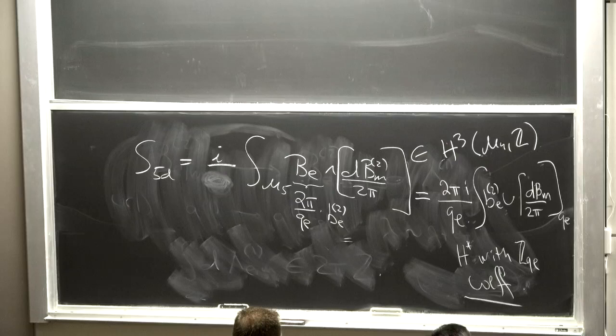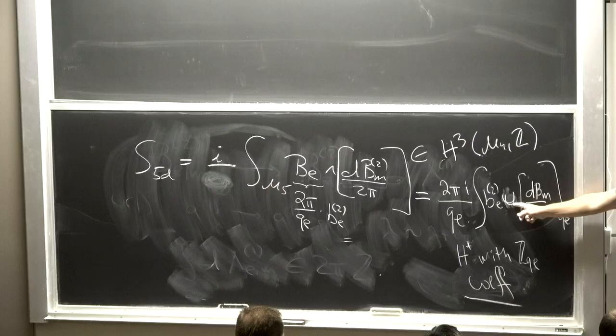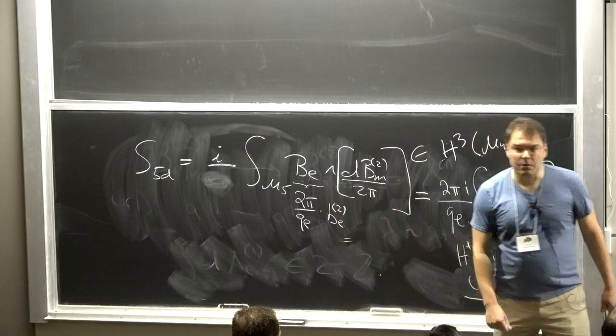What is the symbol between the little b2 and the bracket? Ah, this is the cup product in cohomology. So this is a multiplication of cohomology classes. Very schematically, you can think of it as an analog of wedge for cohomology. Other questions?